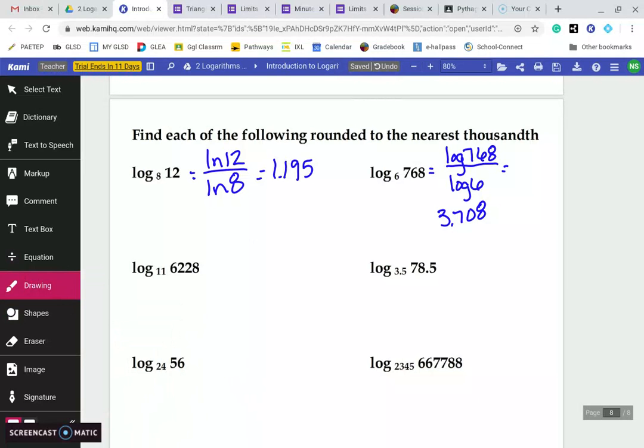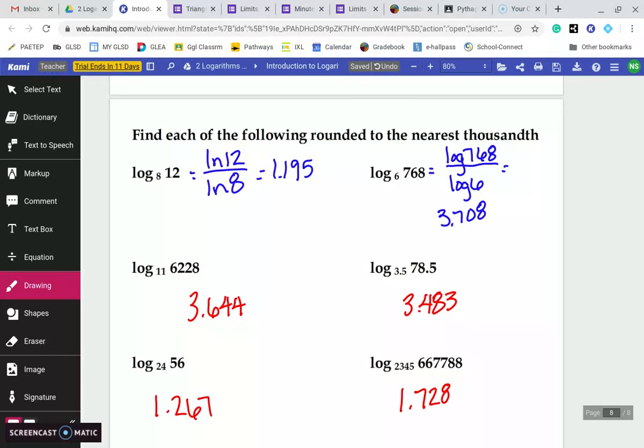So this one should be 3.644. This one over here should be 3.483. This one should be 1.267. And the last one, even though they're really big numbers, it's just going to be 1.728.